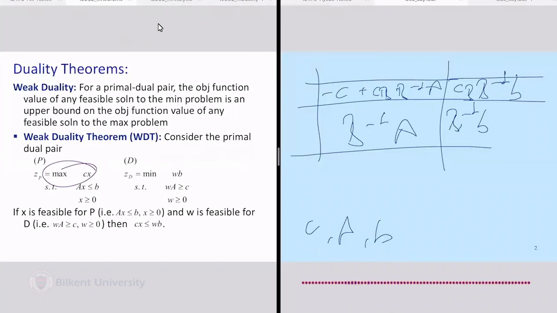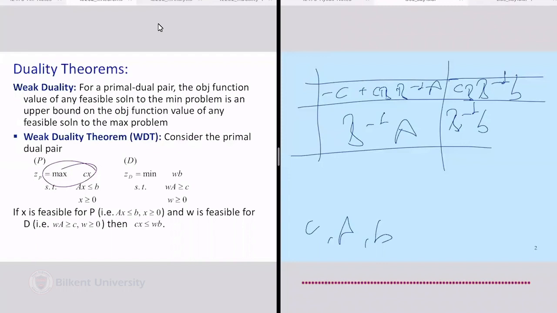What does it say? Be careful, first of all, primal and dual are always coming in pairs, right? For a primal problem, there exists one dual problem. Take this primal dual pair. The weak duality theorem says, take the one that you're minimizing and the one you're maximizing. Pick any feasible solution for the one that you're minimizing, and pick any feasible solution for the one that you're maximizing. The theorem says, the one that you're minimizing will always be an upper bound for the one that you're maximizing.